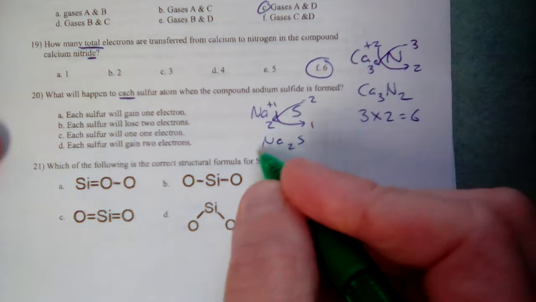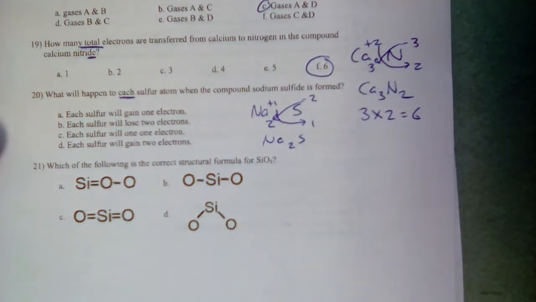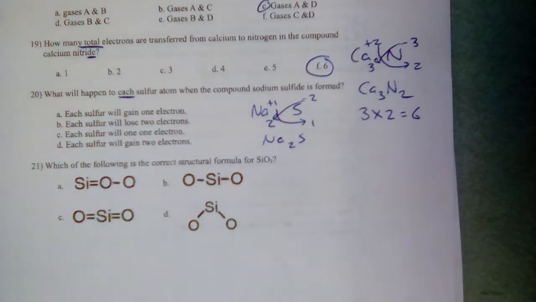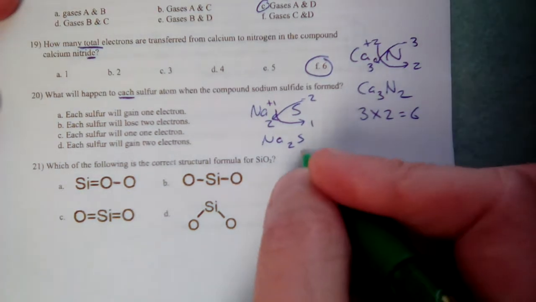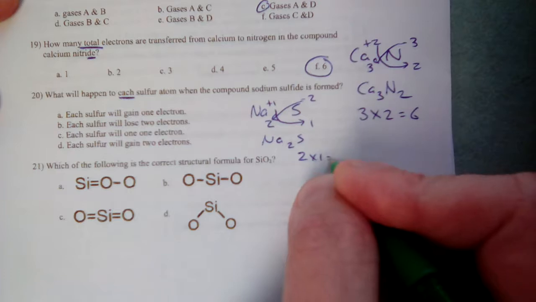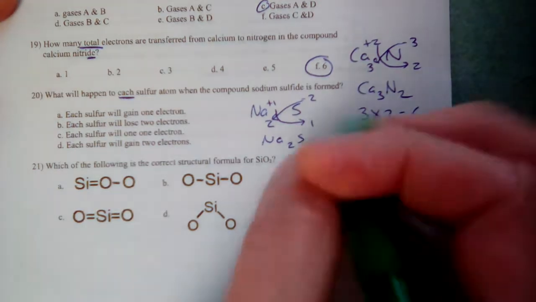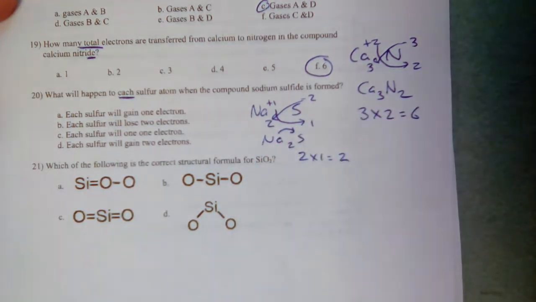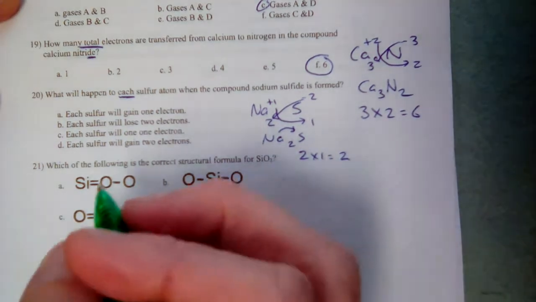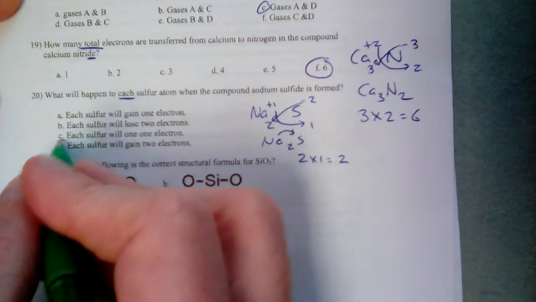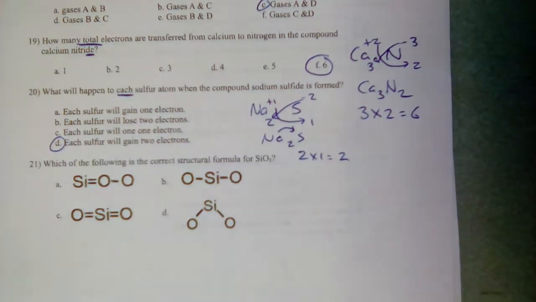There's sulfur. It's got to receive all the electrons from the sodium. Sodium is in group 1, which means it has 1 valence electron. There are 2 of them. So there are 2 electrons in all that have to move from the sodium to the sulfur. So being only 1 sulfur, each sulfur will gain 2 electrons. Which is what sulfur has to do anyways.